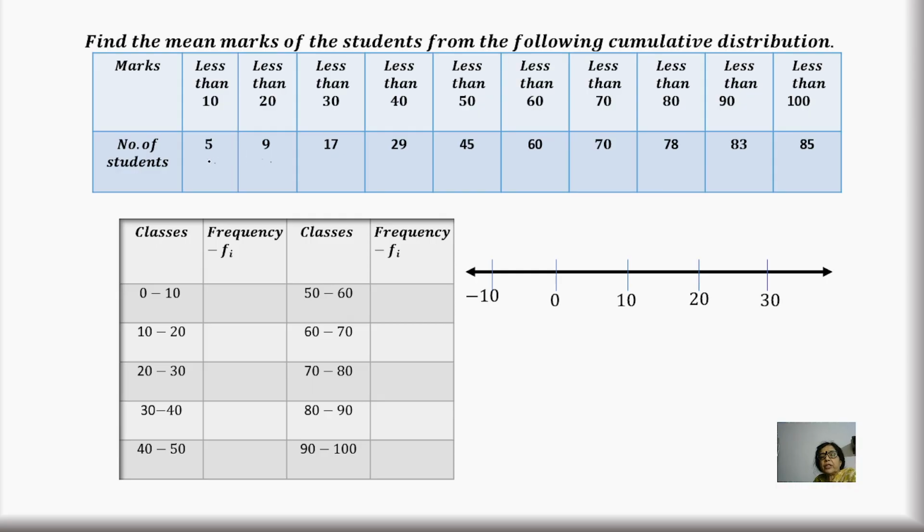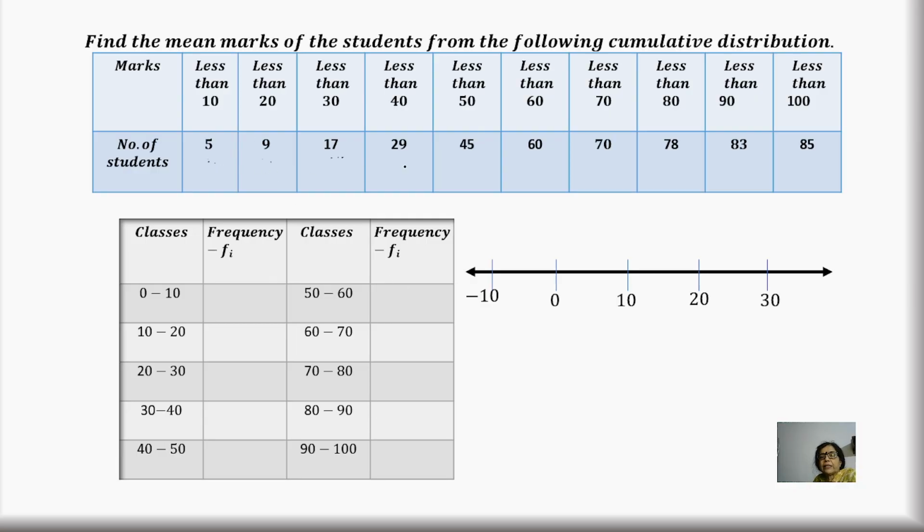That means it is inclusive of this data. Similarly, less than 30 is depicting 17. That means it is inclusive of this data. So in order to find out the exact frequency distribution, first of all let us write down the class intervals. Now since they are marks, we can take the minimum marks as 0 and frame the class intervals as 0 to 10, 10 to 20 and so on till 100. So I have written here 10 class intervals.